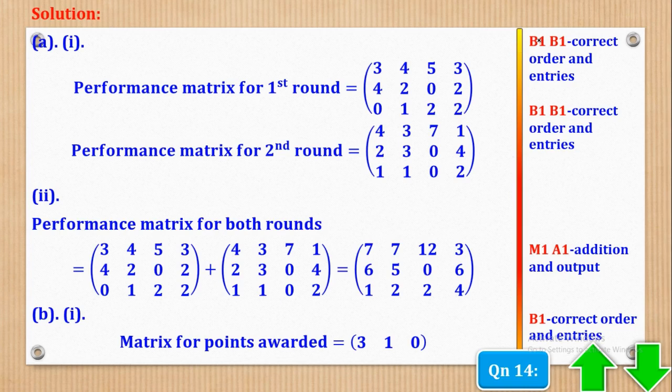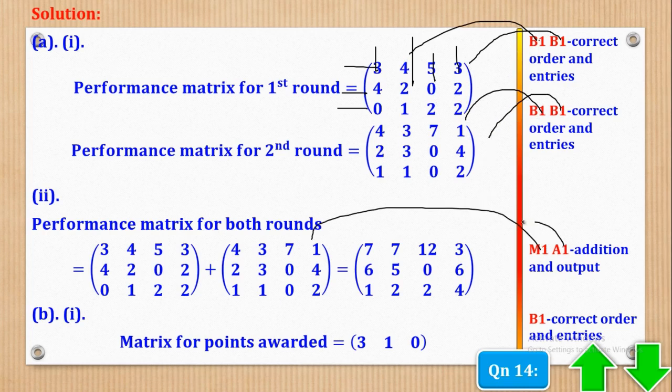So B1 for the correct order. Correct order means 3 by 4, because some students could write 4 here and 3 this side. So correct order, that is B1. Then correct entry, that is another B1. Similarly here, correct order, B1, and correct entry, another B1. Then your M1 for addition and A1 for output. Here B1 for the correct order and correct entries.